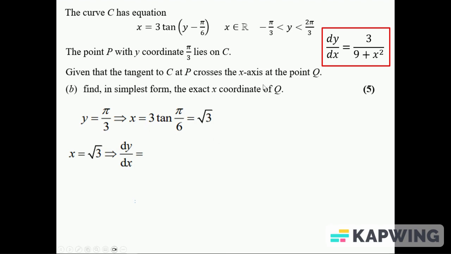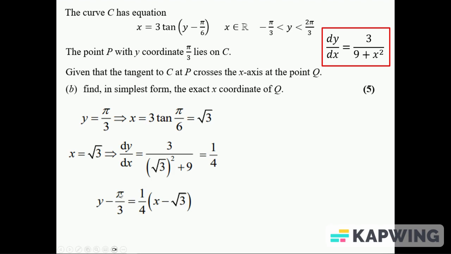So the dy by dx, which I need for the gradient of the tangent, just sticking this in here, is 3 over x squared plus 9. That's 3 over 12, which is a quarter. I can get the equation of the tangent by doing y minus the y value equals m, the gradient, times x minus the x value.